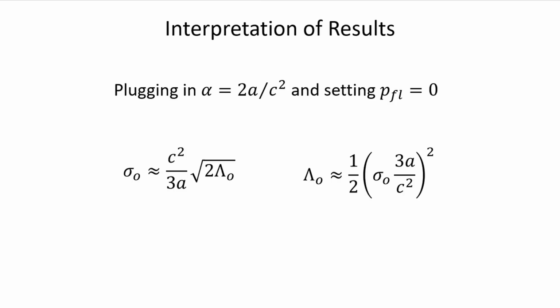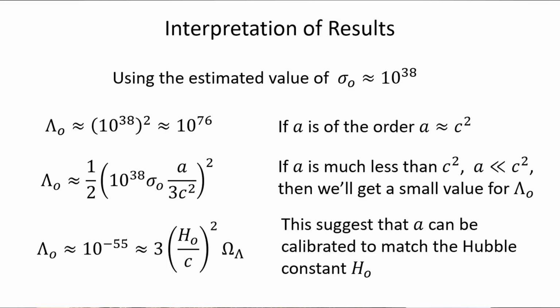Now, if we assume that the pressure density is 0, then we can directly relate the cosmological constant and the temporal coefficient as our initial values for the physics that's involved. Interestingly enough, if we set the acceleration on the order of the light speed squared, we find that the initial value of the cosmological constant is 10 to the 76, which is a rather large value.